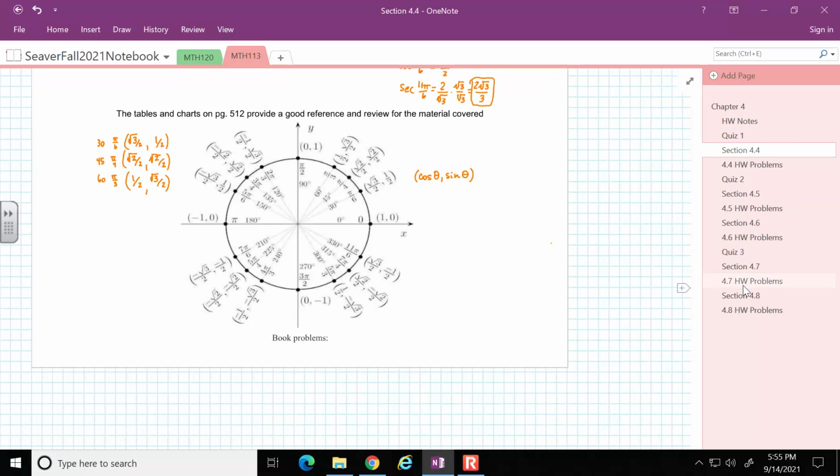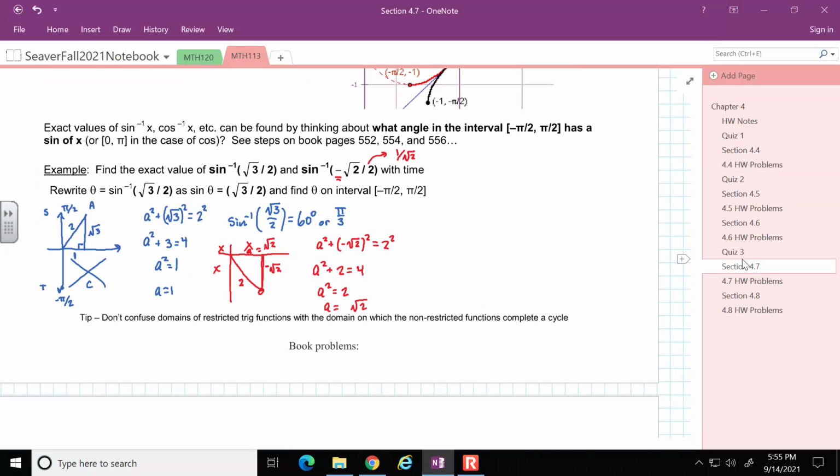Always do that. I'm not used to flipping around here. But all that being said, I know that this angle in standard position, inverse sine of negative square root of 2 over 2, is going to be 7 pi over 4.